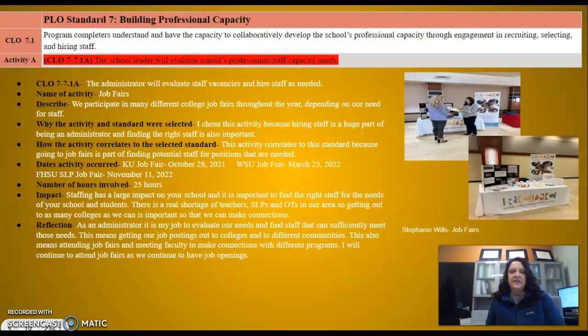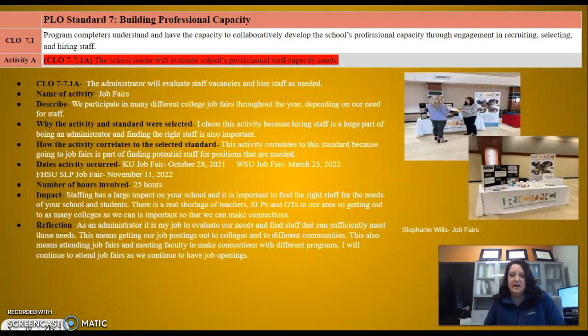In Standard 7, I chose component 7.1a, and in my words, the administrator will evaluate staff vacancies and hire staff as needed. So the name of this activity is just job fairs. We participate in many job fairs throughout the year, depending on our needs for our staff: teachers, SLPs, OTs, PTs, nurses, and social workers. So I've been to a variety of different job fairs.